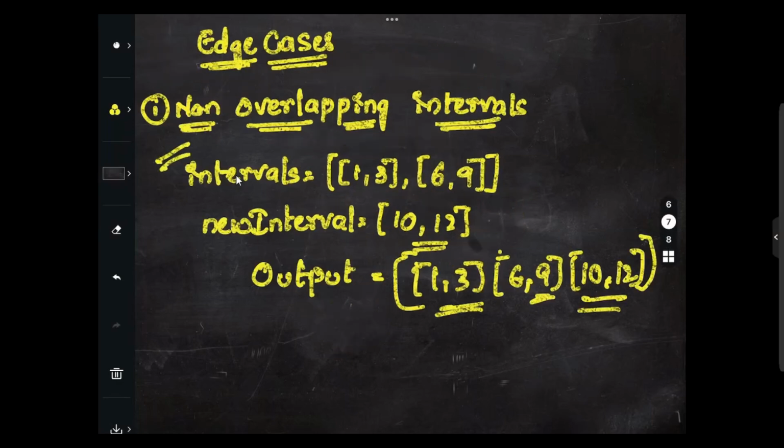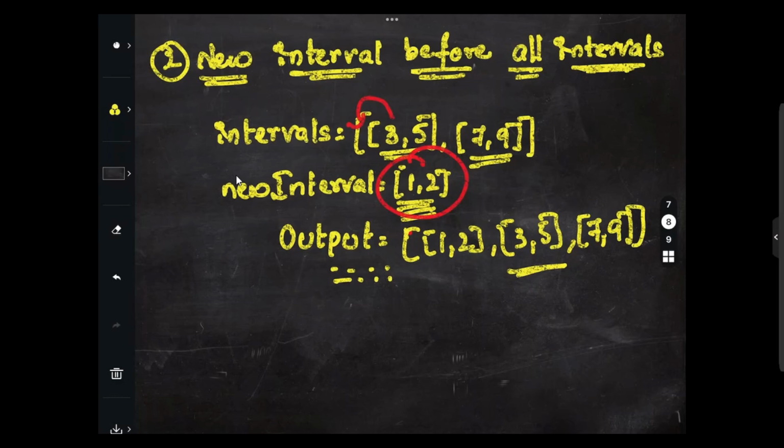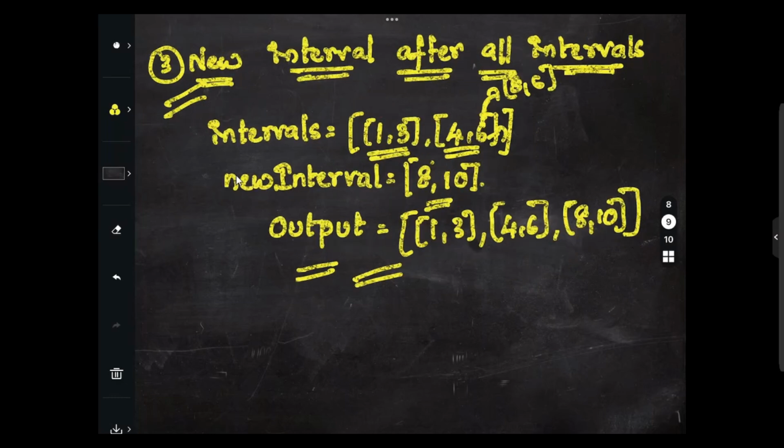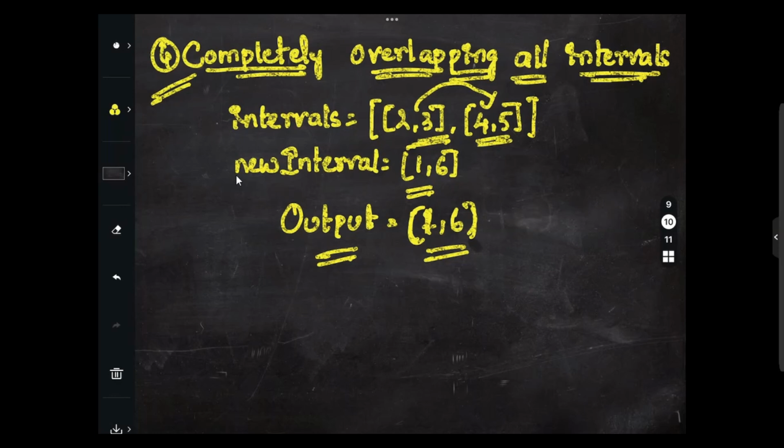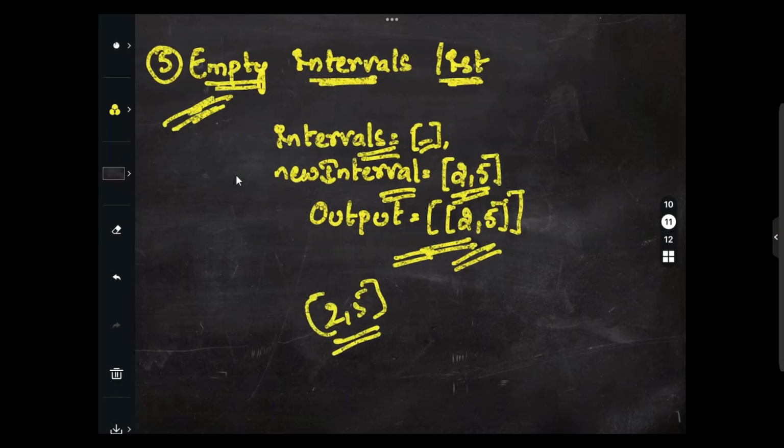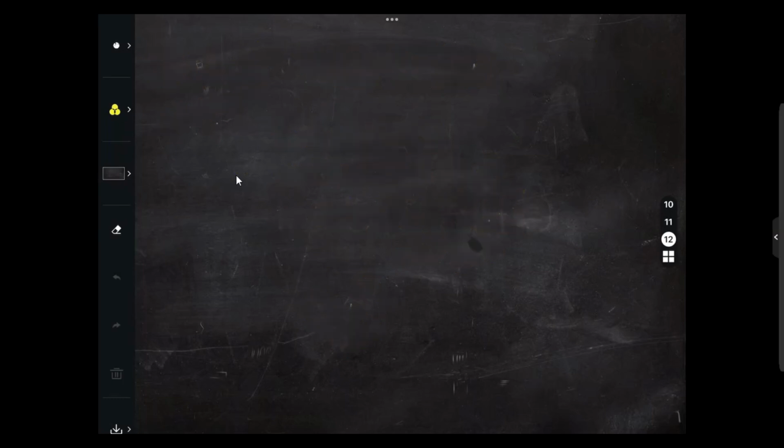The first edge case is for non-overlapping intervals. The second edge case is for new interval before all intervals. The third edge case is for new interval after all intervals. The fourth edge case is for completely overlapping all intervals. The fifth edge case is for empty intervals list.